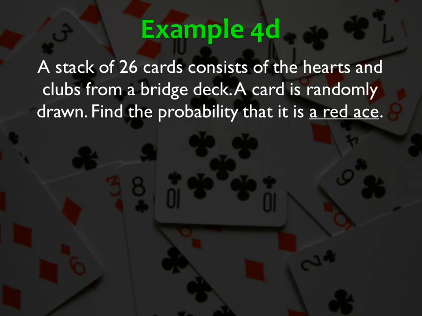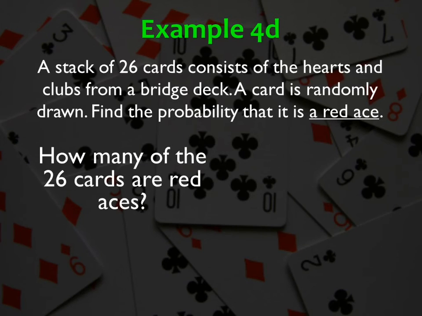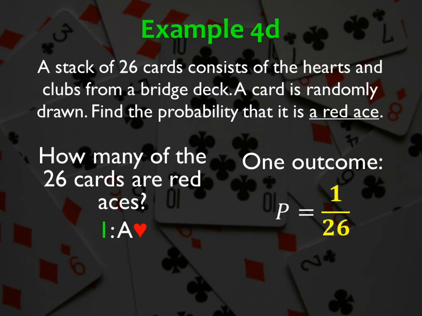4d, what's the probability you will draw a red ace? So among those 26 cards, how many of them are red aces? Well, there's just one of them, the ace of hearts. So the probability of drawing the ace of hearts out of 26 cards is 1 out of 26, since you have 1 ace of hearts out of 26 total cards.